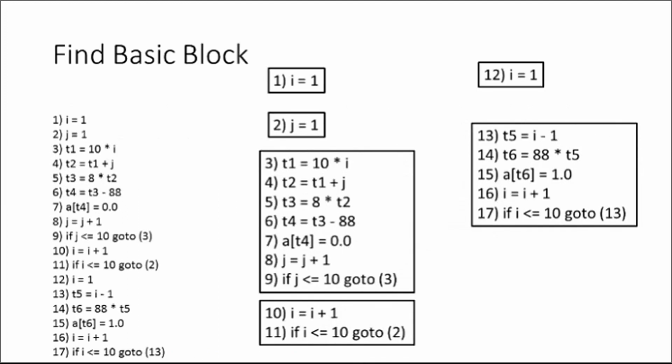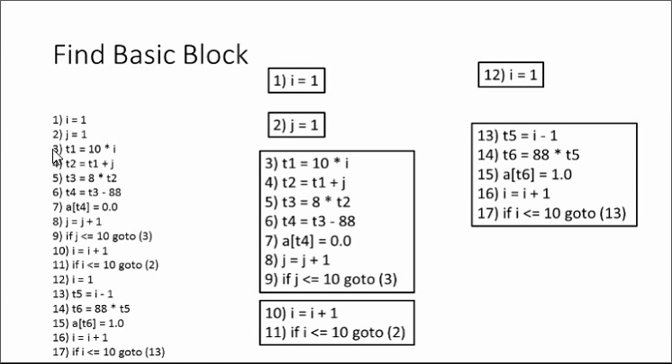Look here. If we are having 17 statements, let us start with calculating the header. If you observe this example, then the first statement is the header. Then we look out that the second statement starts with the second header. And you observe that statement 9 says if j is less than 10, then go to 3, means you are going to the third statement. That means any instruction that is the target of a conditional or unconditional jump is the header. So our next block is the B3 block. It starts with statement number 3.